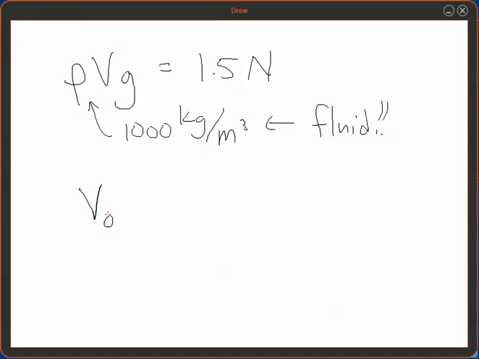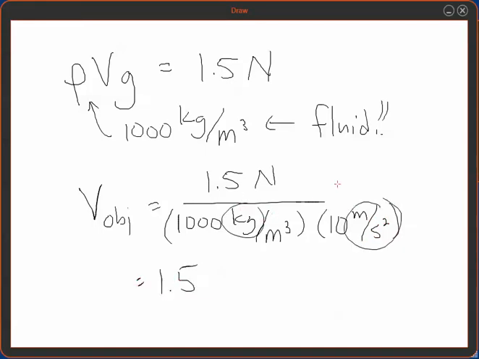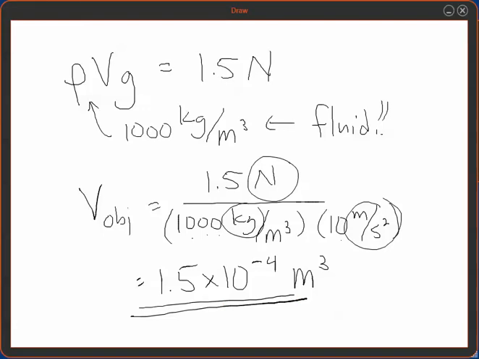Okay, so we can just solve then. The volume of the object is 1.5 newtons divided by 1,000 kilograms per meter cubed, times 10 meters per second squared. This is 1.5, and I noticed that the kilogram times meter per second squared is the same thing as a newton. So it's 1.5 times 10 to the minus 4 cubic meters. And that's the answer.